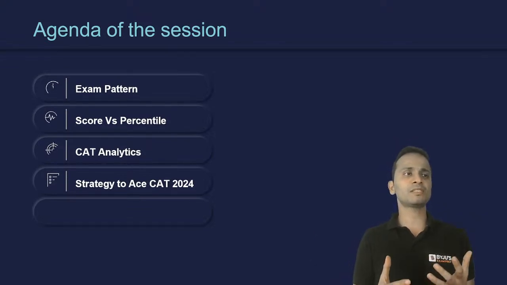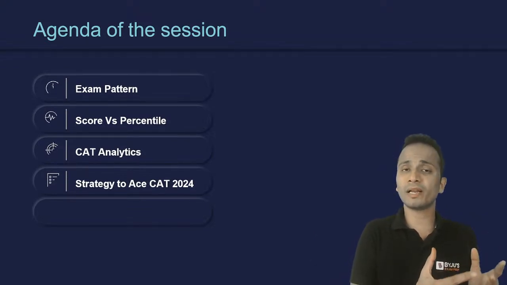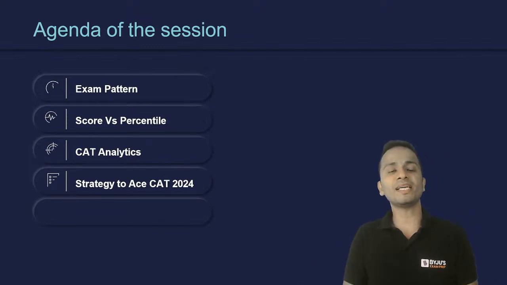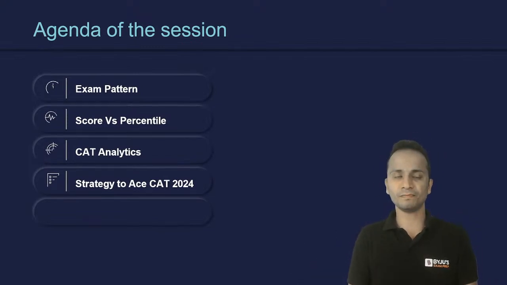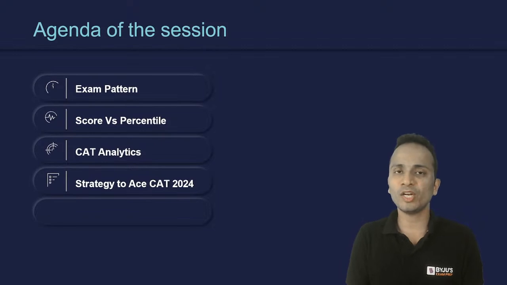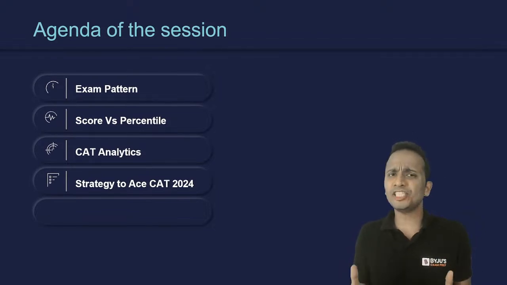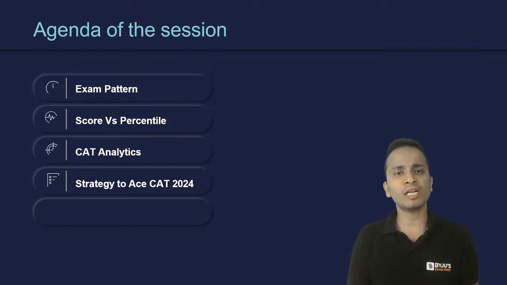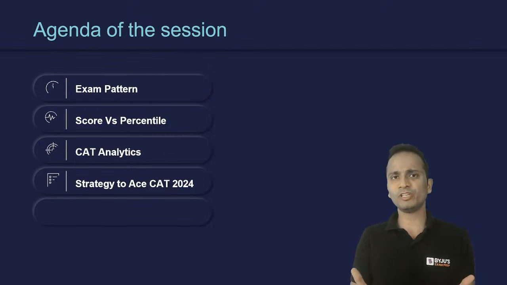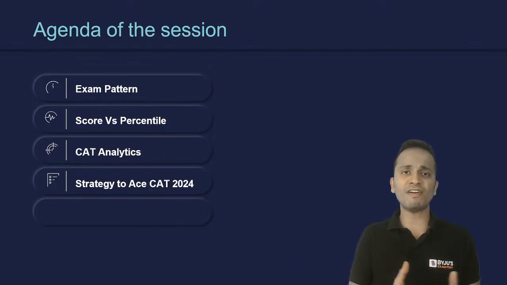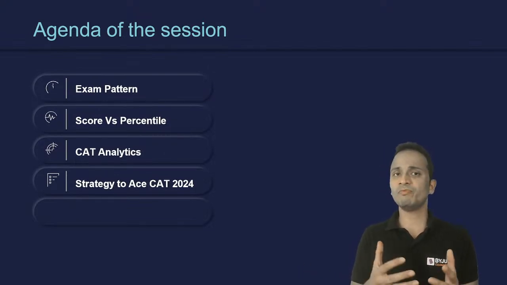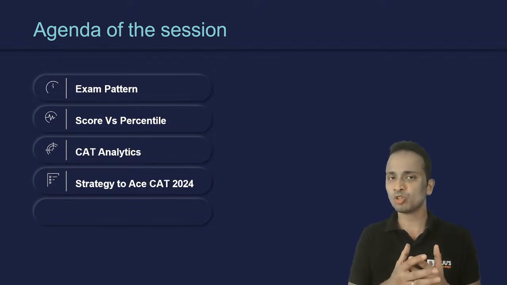Parallelly, we'll be discussing the score versus percentile. That means what score is required to achieve a particular percentile that you are targeting. And then the most important part of this session will be talking about the strategy to ace CAT 2024. I'll be giving you the entire schedule that in general everyone must follow for the preparation of CAT 2024. Obviously, our mentors and faculty members will all be there to help all of you throughout the year.